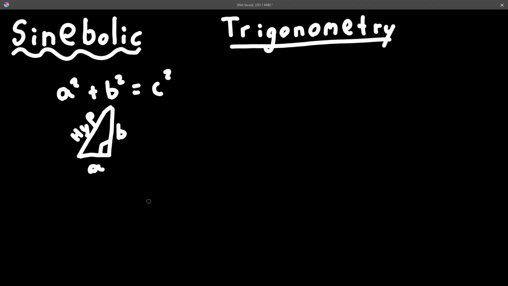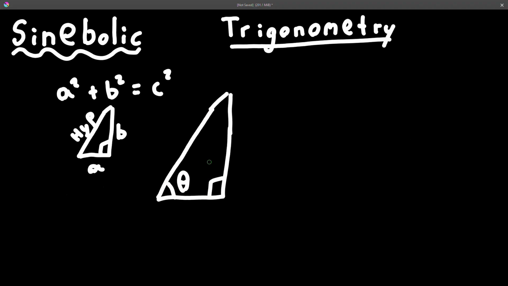When finding out theta, which is a variable for degrees, this is theta degrees. And let's say this is the hypotenuse right here. This is the adjacent side, and this is the opposite side.